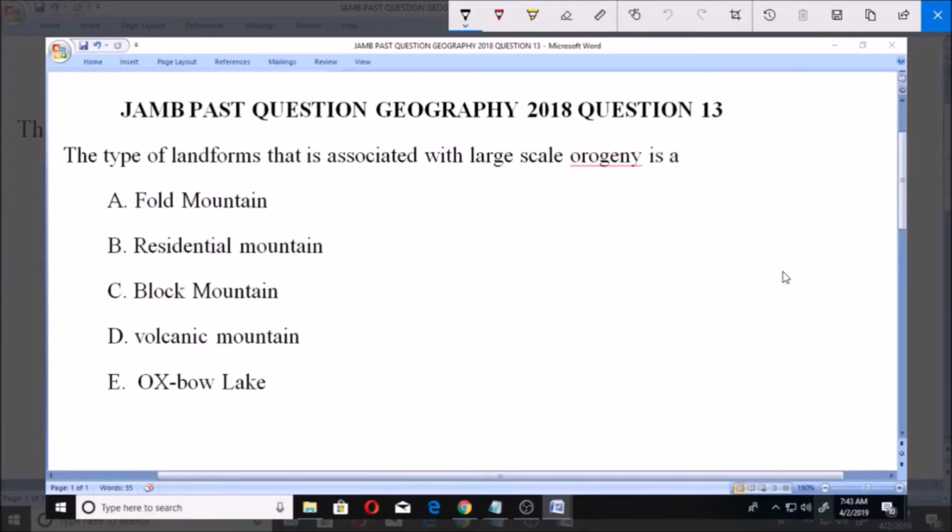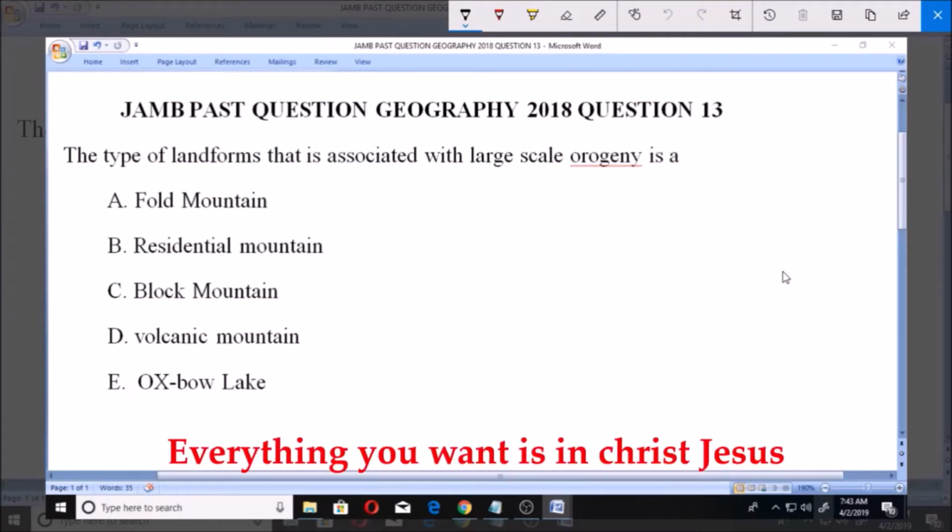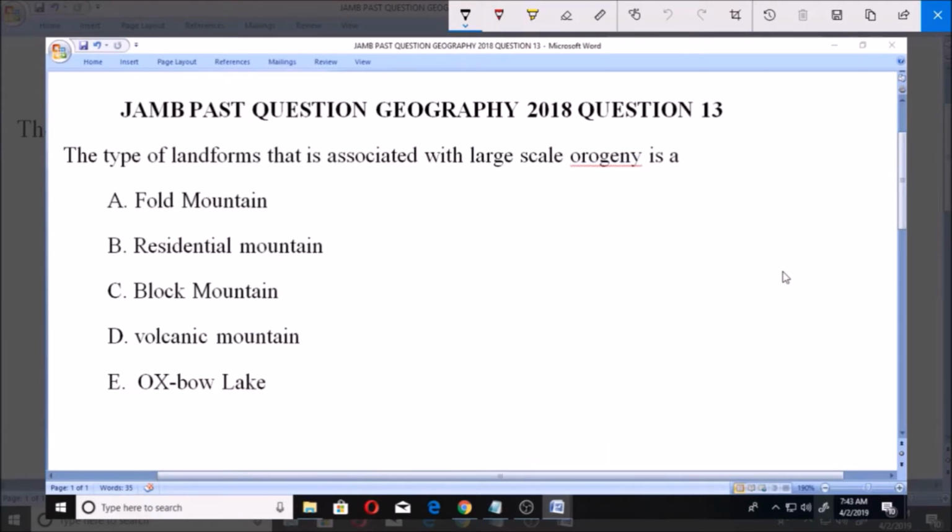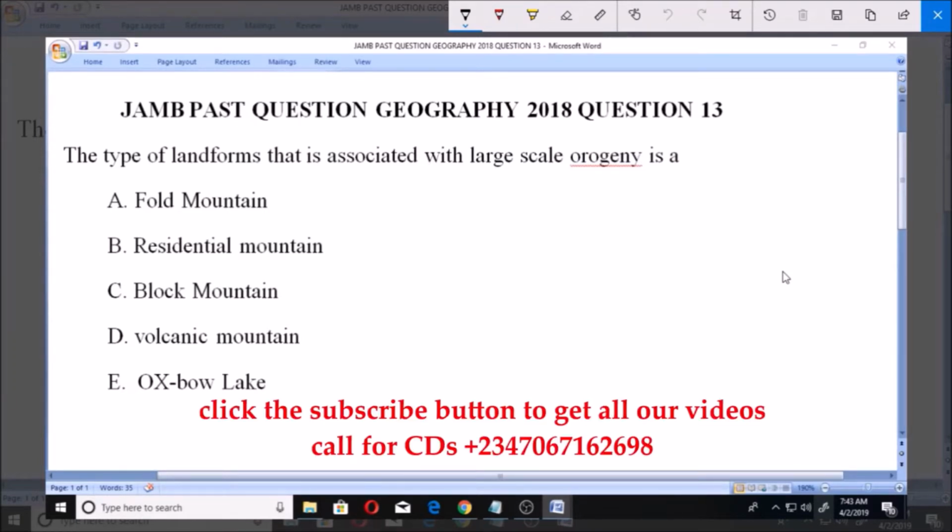Welcome. Let's look at this JAMB past question, Geography 2018, question number 13. The type of landform that is associated with large-scale orogeny is A. Fold mountain, B. Residual mountain, C. Block mountain, D. Volcanic mountain, E. Oxbow lake.